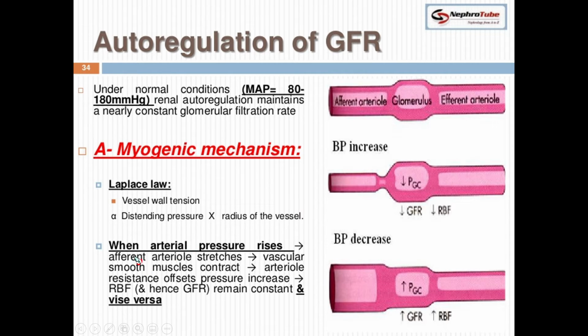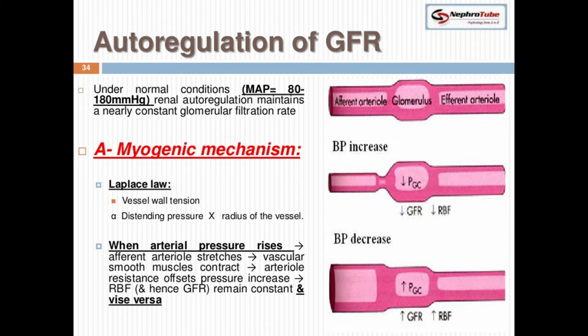Your afferent arteriole will stretch. The afferent arteriole, which is receiving the blood from the heart, is going to be stretched or distended because of excessive arterial pressure. And the smooth muscles present within your blood vessel will immediately contract due to the initial stretch, because muscles behave like a rubber. When you stretch them, they will try to maintain their original position. They will go back to their original position whenever you release the pressure.